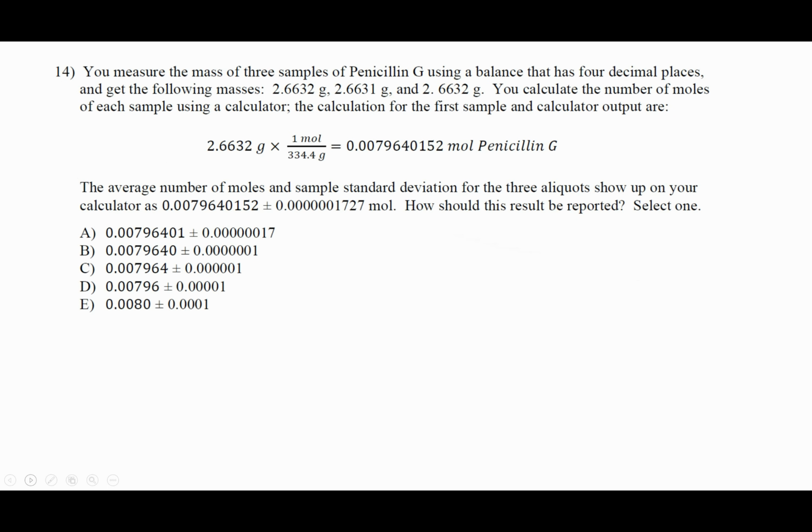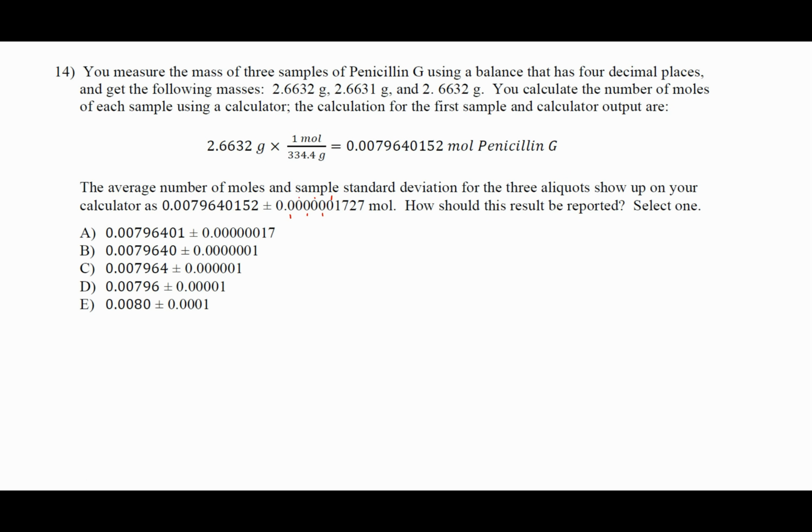You measure the mass of a sample of penicillin G using a balance that has 4 decimal places and get the following masses: 2.6632, 2.6631, 2.6632. You calculate the number of moles of each sample using a calculator. The calculation for the first sample and calculator output are as follows. The average number of moles and sample standard deviation for the 3 measurements shows up on your calculator as 0.00796405152 plus or minus 0.000001727. How should you report this result?